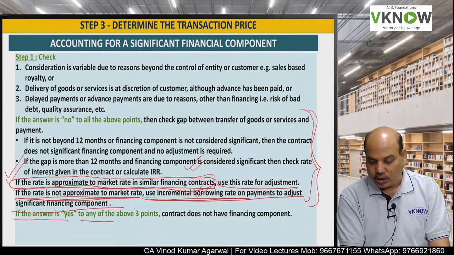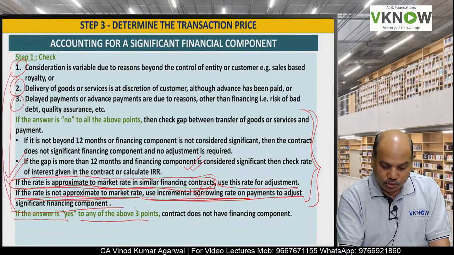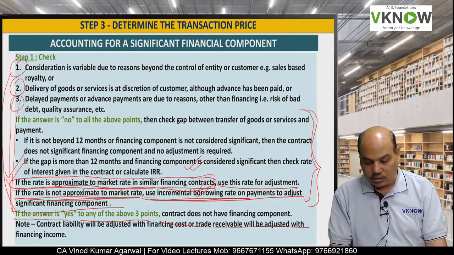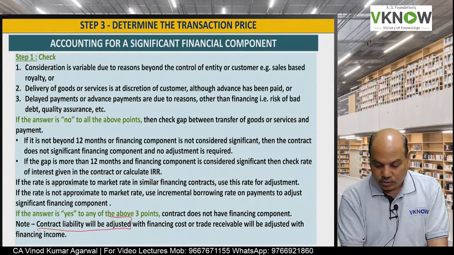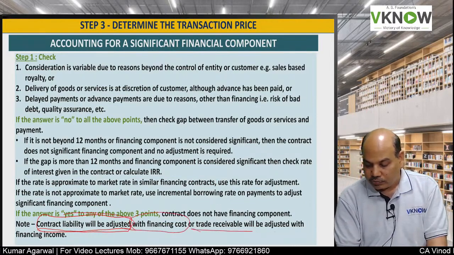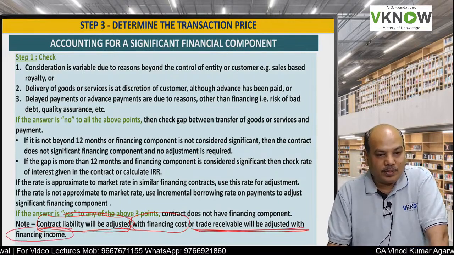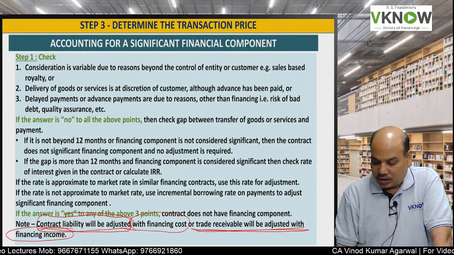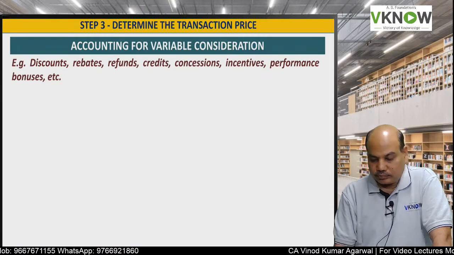If the answer is yes to any of the above 3 points, that is, if you find that the variation is due to any of the above 3 points, the contract does not have a significant financing component. So if the contract has a significant financing component, what will you do? Either the contract liability will be adjusted with financing cost, or trade receivable will be adjusted with financing income, depending upon whether the customer is delaying the payment or making payment in advance. Accordingly, we will create a liability or a receivable.